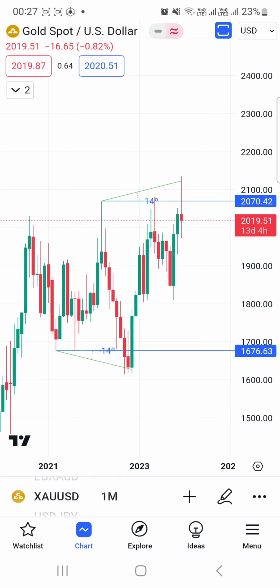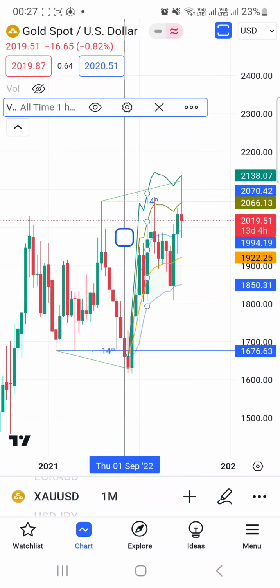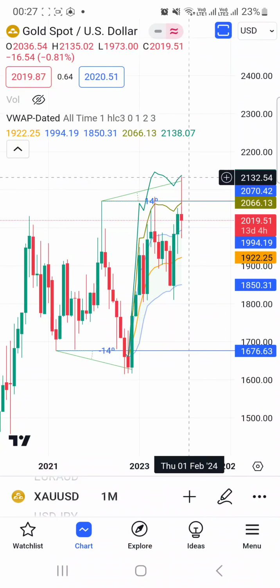Now let's draw VWAP, volume weighted average price. If you place this at the lowest low, you see that the price is again touching the green line here precisely at this point. So this is another good observation that this could be a price extreme.